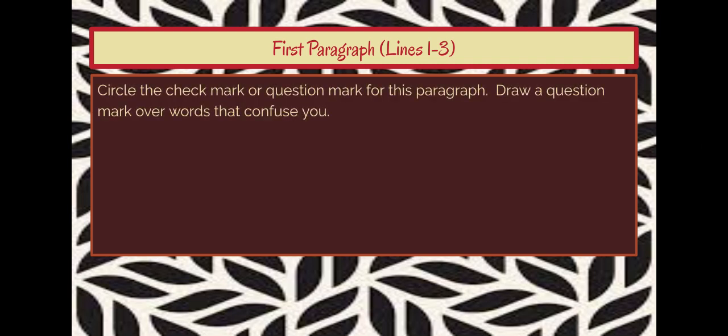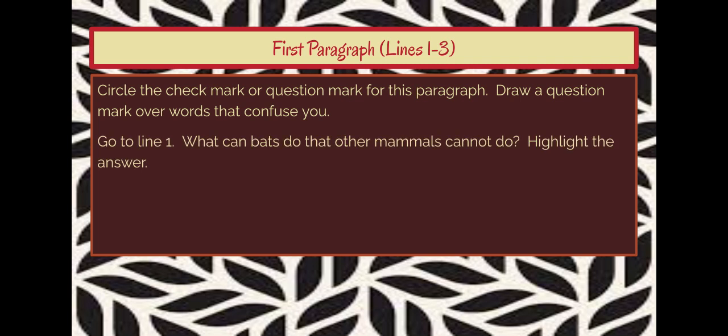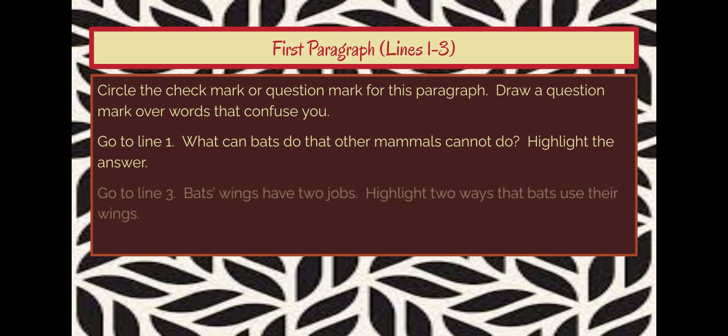Circle a check mark or question mark for this paragraph. Draw a question mark over words that confuse you. Go to line 1. What can bats do that other mammals cannot do? Highlight the answer. Go to line 3. Bats' wings have 2 jobs. Mark 2 ways that bats use their wings with a highlighter.